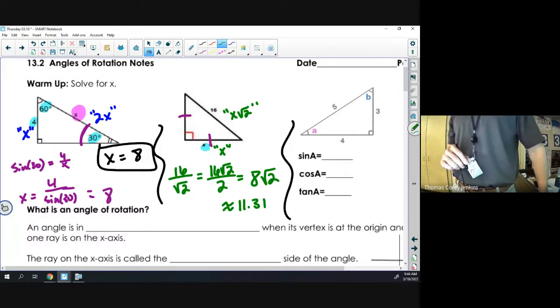All right. So again, think about how you might use your calculator to get that 11.31 number too. Okay, because there is another way.